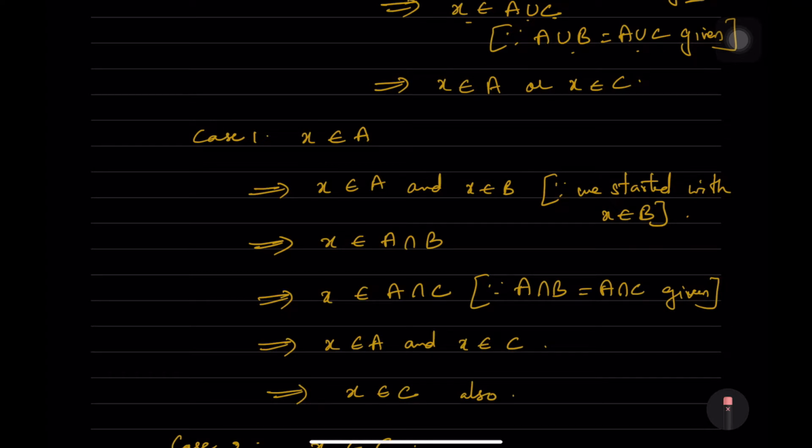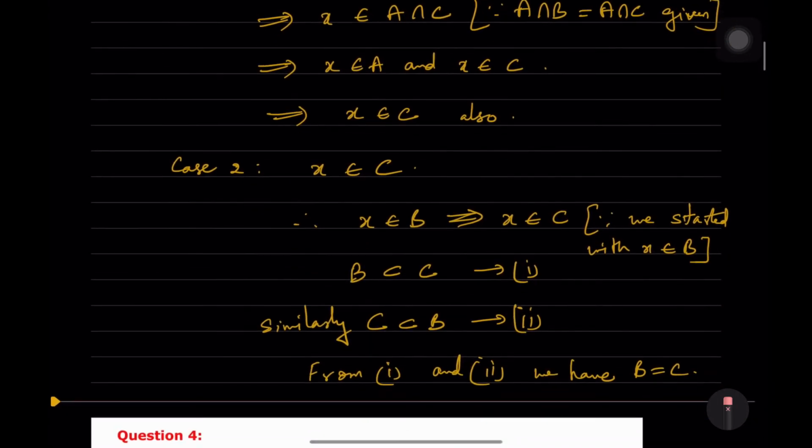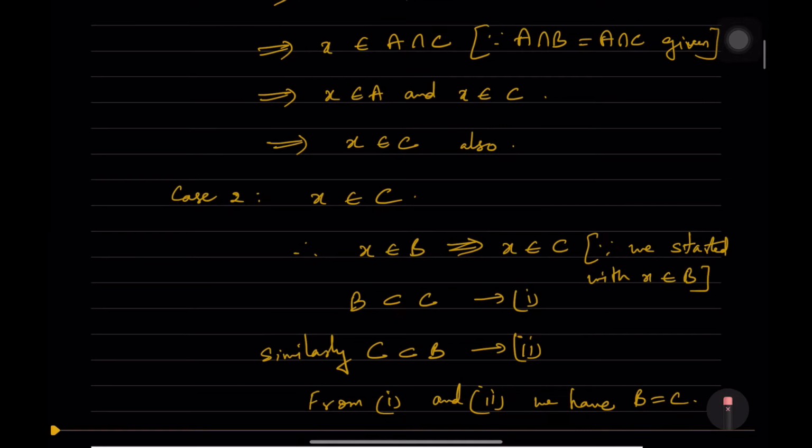Since we started with x belongs to B, it implies that x belongs to A intersection B, which implies that x belongs to A intersection C, since A intersection B is equal to A intersection C is given. So we have x belongs to A and x belongs to C, which implies that x belongs to C also. Since x belongs to C, we have that x belongs to B implies x belongs to C, since we started with x belongs to B.